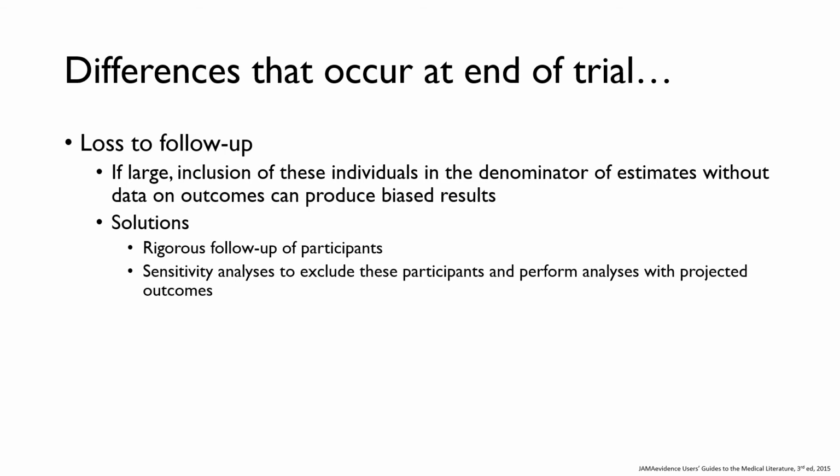So unfortunately, the answer is no. There are differences that can occur at the end of the trial that threaten the validity of the trial or our ability to count on it as a truth. And so loss to follow-up is one of these. If a loss to follow-up is large, including these individuals in the denominator, without any data on outcomes can bias results. So the solution to this is obviously rigorous follow-up of the participants, not always possible, but we do our best. And then you can do sensitivity analyses to exclude these participants and perform analyses with projected outcomes.